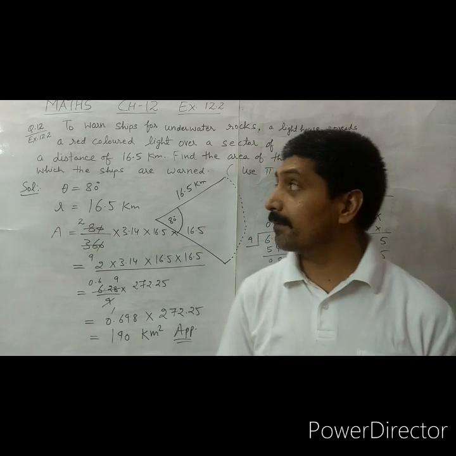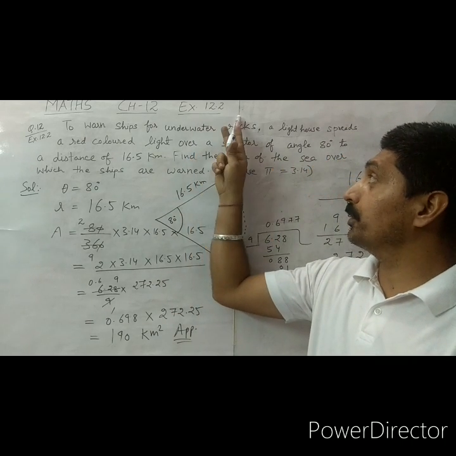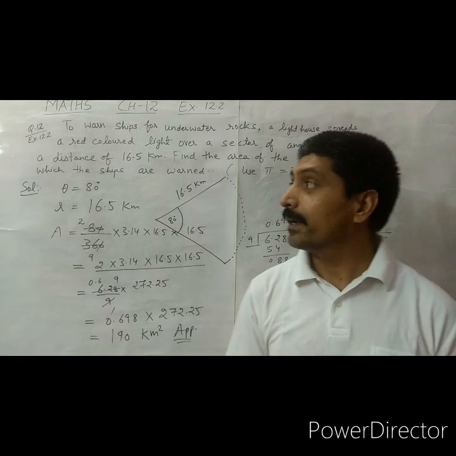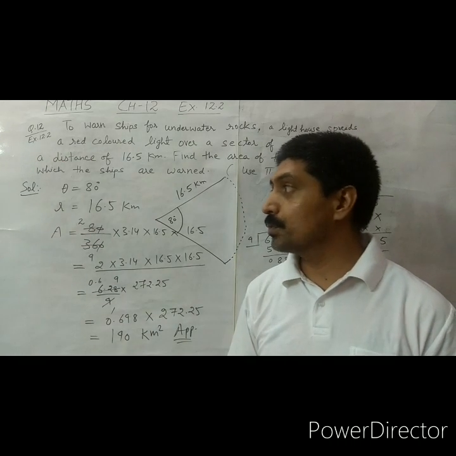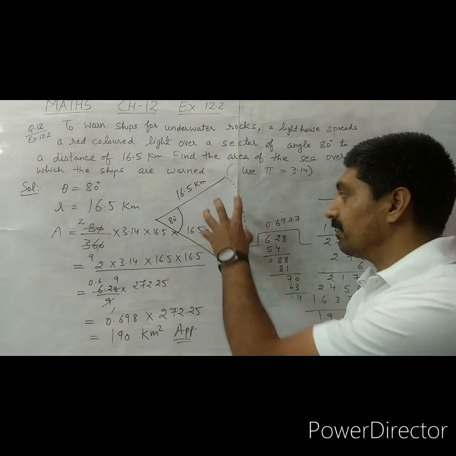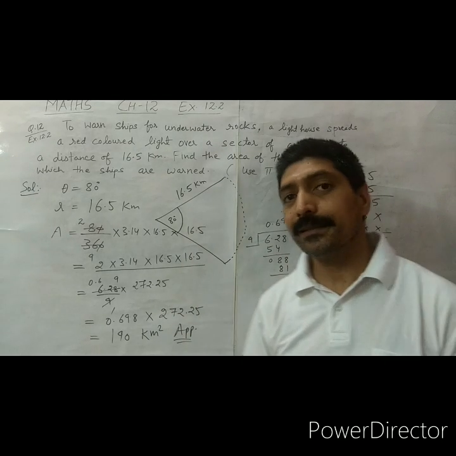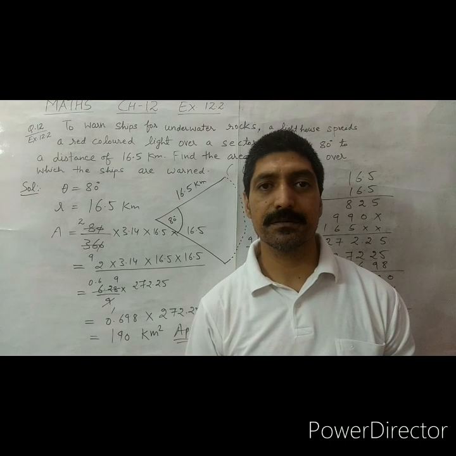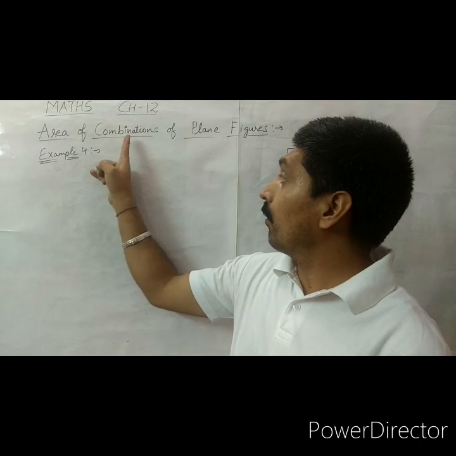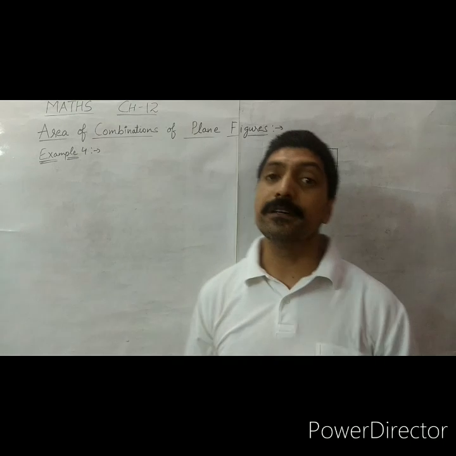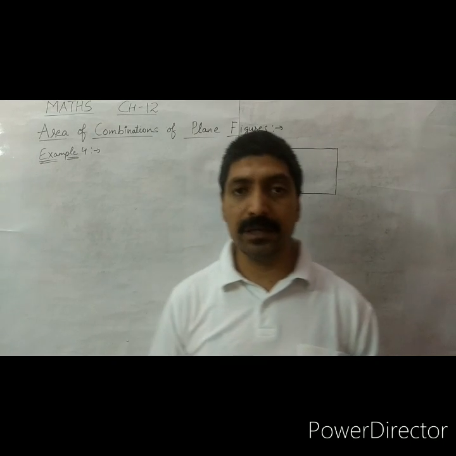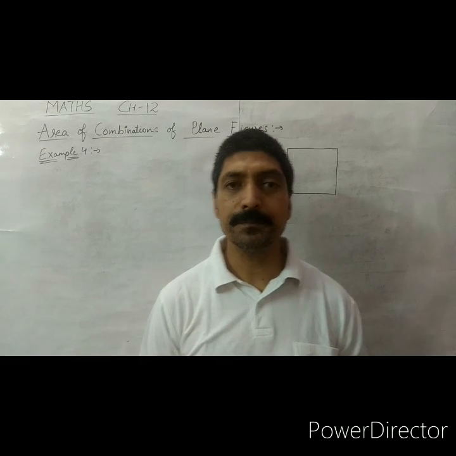So with this we have gone through exercise 12.2. We have discussed all the questions of exercise 12.2, and I hope you are very much clear with the area of the sector and the area of the segments. The next topic is area of combination of plane figures. So we have example number 4, a very important example.